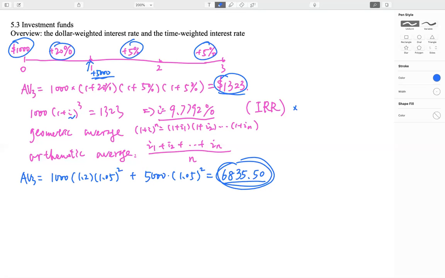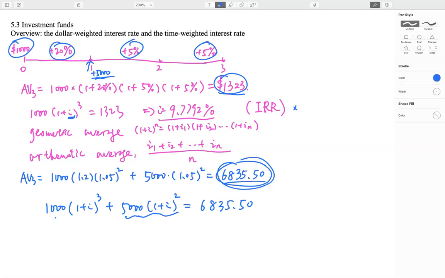One way we can do is, we still assume the same effective interest rate, but when we establish the equation, we will need to do this, and then equate to 6,835.50. So you have to account for this additional contribution, and this contribution is accumulated for 2 years. That's why I times it by 1 plus i to the second, so that's the 2-year accumulation factor. I have to account for both of them.